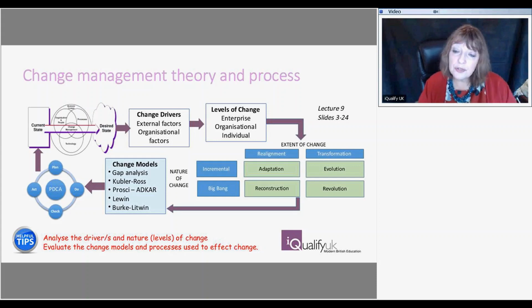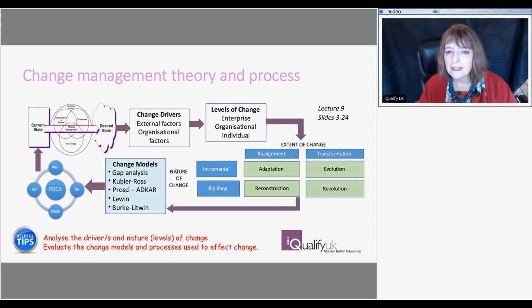And then we can also look at other drivers, which are organisational factors, which is when you're looking at the internal factors that may cause change. So change in structure, change in new personnel, new production line, all of those are organisational factors.